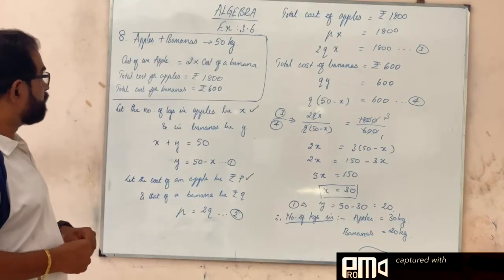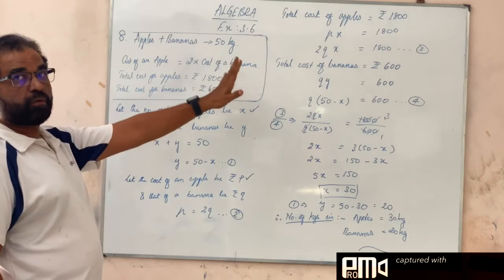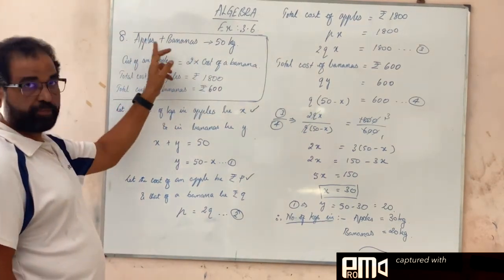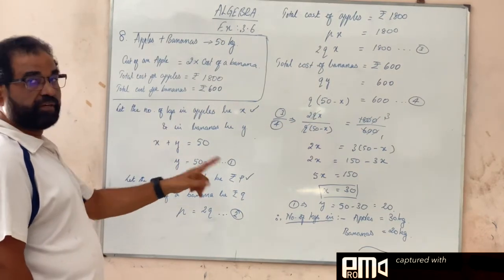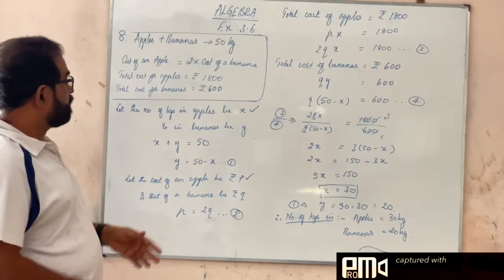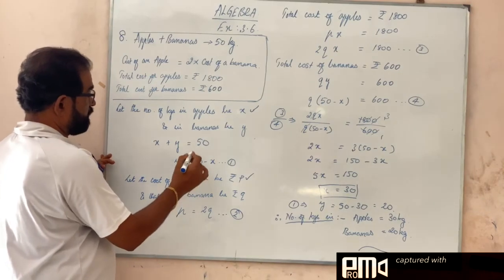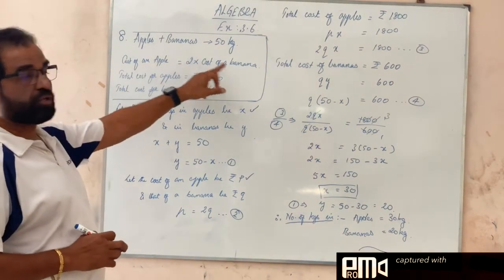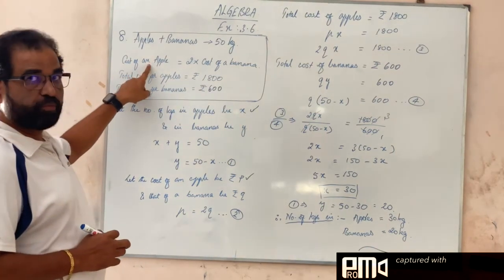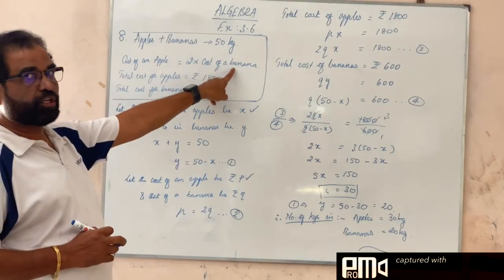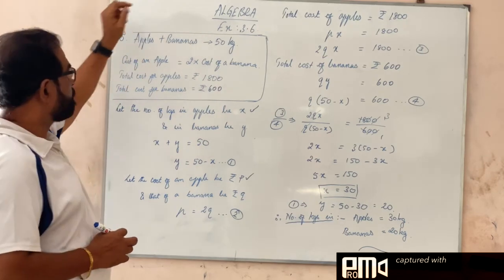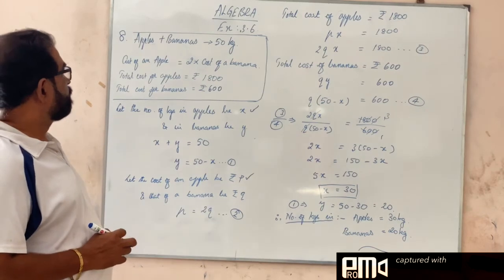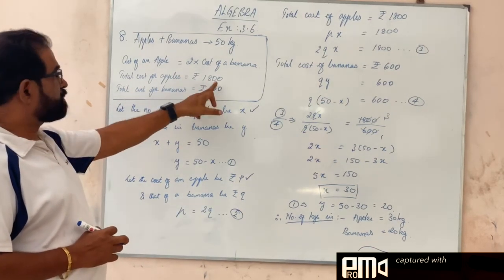Very carefully you write all the details, okay? Total number of kgs in apples and bananas together is 50 kg, so x plus y is 50. From here, we are converting to one variable, y is equal to 50 minus x. Then, cost of an apple is 2 times cost of a banana. So cost of an apple we assume as P and cost of a banana Q, because already x and y we assumed there. So P is equal to 2 times Q. Total cost spent for apples is 1800.